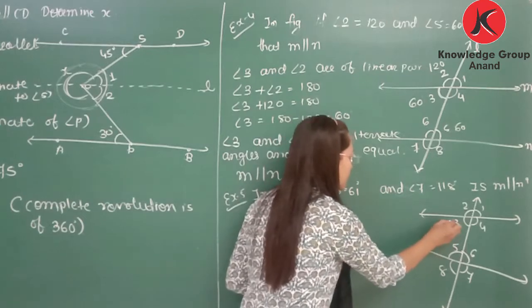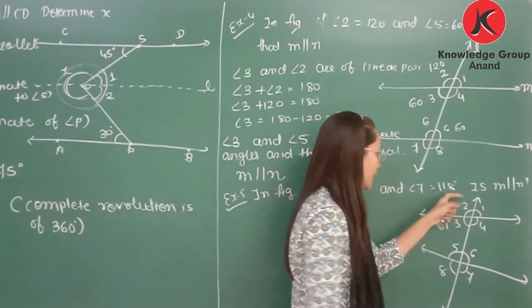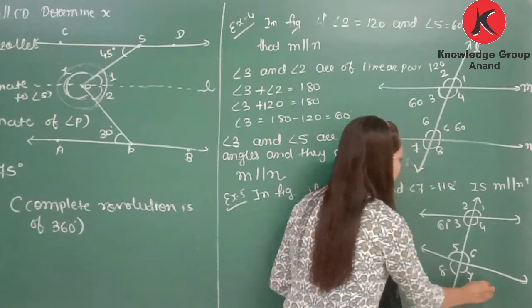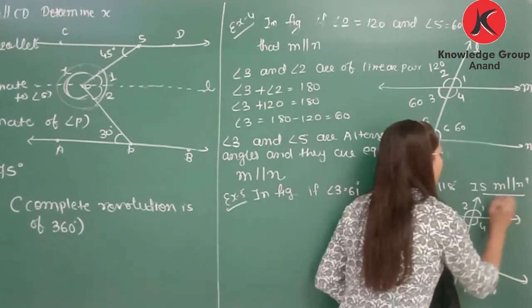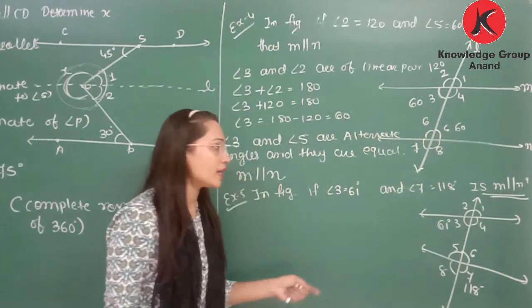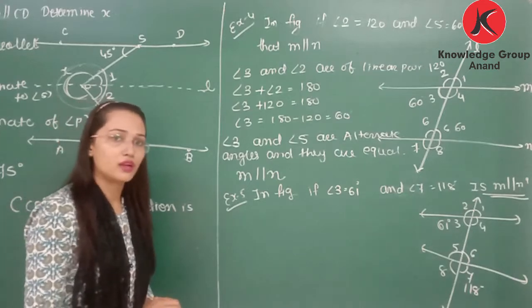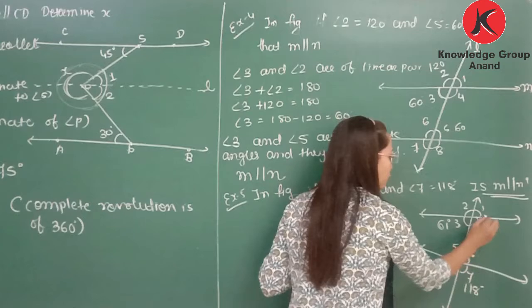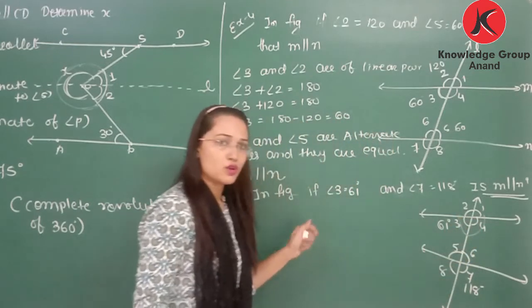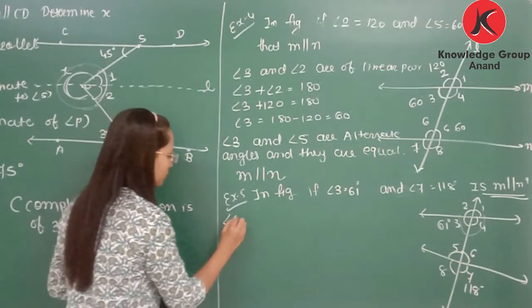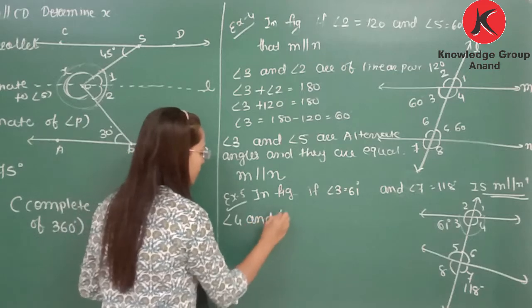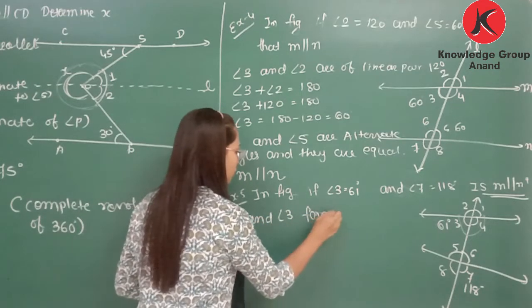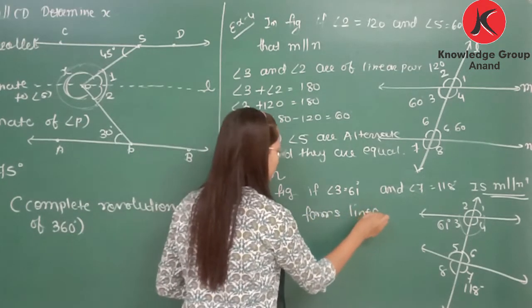Now next, in the figure, angle 3 is 61 degrees and angle 7 is 180. We need to prove that lines M and N are parallel. So let's find angle 3 and angle 4. Again they make a straight line, so angle 4 and angle 3 form a linear pair.